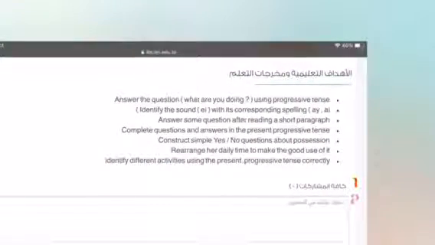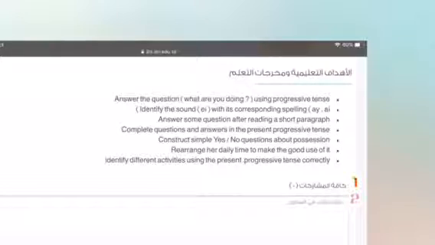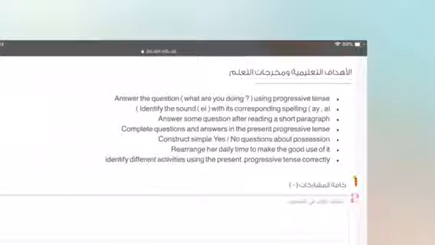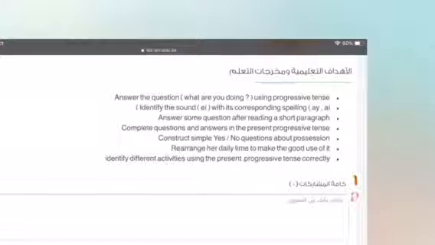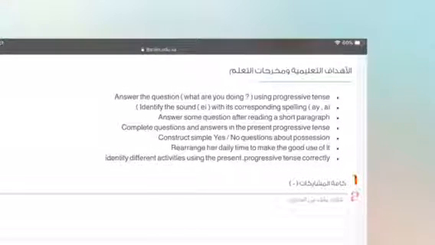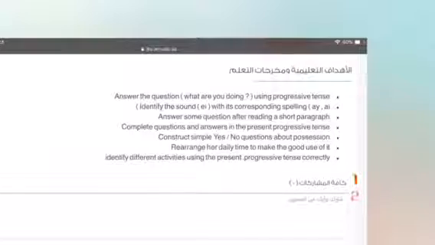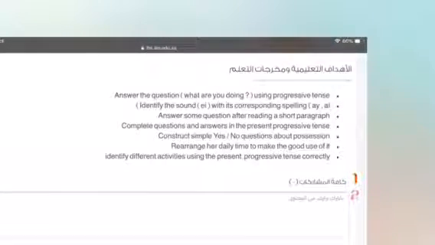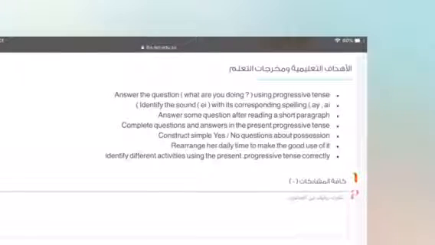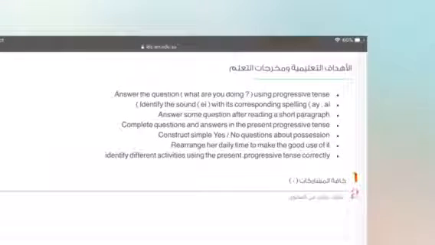Objectives of Unit 5, Lesson 2 are: number 1, to answer the question, what are you doing, using the progressive tense. What is that? What do you mean by progressive tense? The verb plus ing. I am playing a game. I am studying. I am eating food. I am walking, and so on. This is what the first one means.